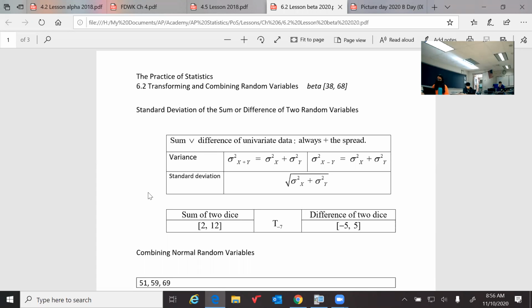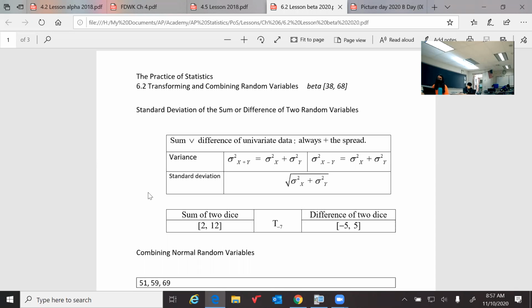And if I add two distributions, ready? Here's the variance, sigma squared, of these two distributions, x and y. You add the variances. But if you subtract the distributions, you still add the variances.